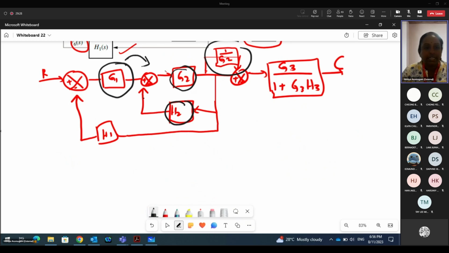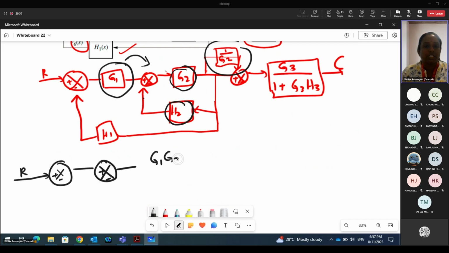So with this current diagram, I have R, I have the summing point, plus minus, G1. Now G1 moved to the right, so the second summing point will come here, all right? So G1 moved to this side. Now G1 and G2 can be combined. G1, G2, right?